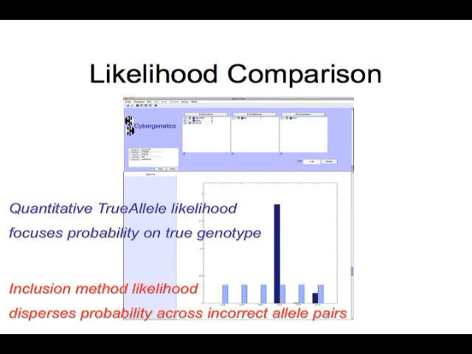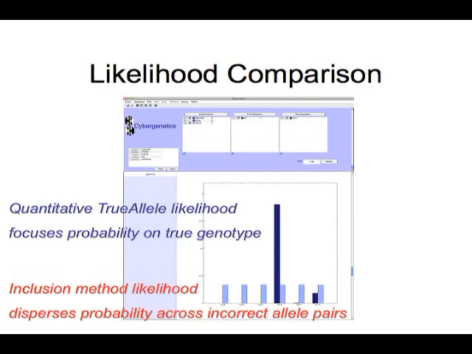This is how it happens. When the computer finishes making its likelihood comparisons, we're looking at one locus here on the true allele screen, and we're asking, what is the likelihood of different allele pairs, shown on the x-axis, relative to each other? Quantitative true allele likelihood focuses the probability on the true genotype, as we can see that virtually all the dark blue of true allele is concentrated on what will ultimately match the suspect. Inclusion methods have a likelihood method that disperses the probability across incorrect allele pairs. This is because they give equal weighting to all alleles, regardless of what the quantitative data is trying to say. And here we see, for the 3 alleles, there are 6 possible allele pairs, and here's the dispersal, the diffusion of the probability across 5 wrong answers that the data really don't support very well, as opposed to concentrating probability on correct or other possible answers.